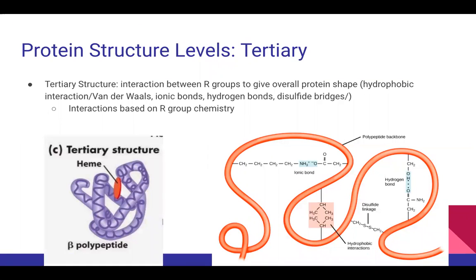The next level of protein structure is tertiary structure. Tertiary structure is pretty much just one peptide together. This is a result of interaction between its R groups that give it an overall protein shape. These could be various types of interactions between R groups, like hydrophobic interactions, ionic interactions, hydrogen bonds, disulfide bridges. If you remember, disulfide bridges are interactions between 2 cysteine amino acids, and that forms a very strong bond that can happen in tertiary and quaternary.